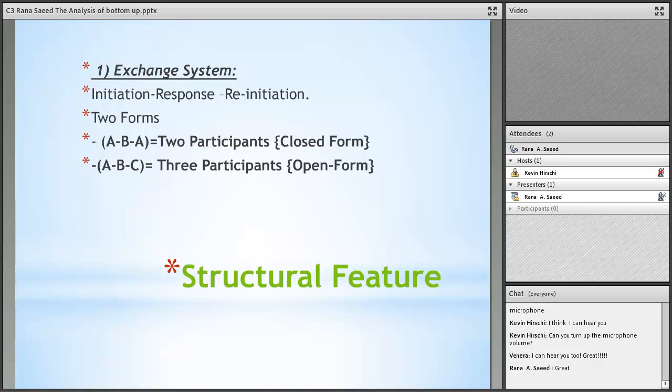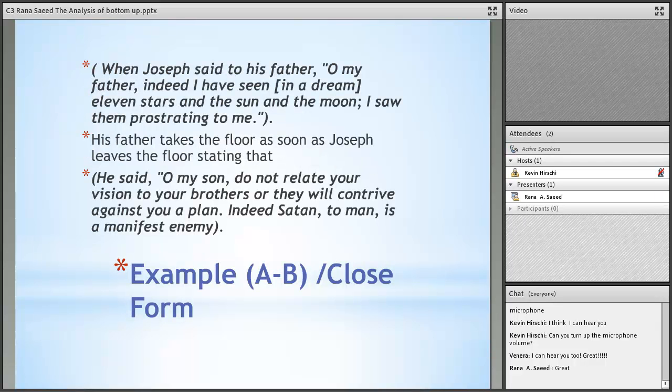Now, sometimes you have a situation in which we have A, B, and sometimes C, who tries to take his role within the exchange system. This is what we call the open form, in which we have not only A, B, but rather we have A, B, C. So the first participant, A, will initiate, he will form the initiation, then the other will respond. Then it is not A who is going to continue the conversation, but it is rather C, another participant.